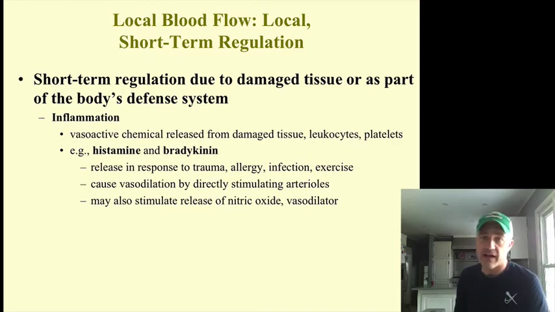Other reasons that we might have changes in local regulation have to do a lot of times with tissue damage. When you damage tissues, those damaged tissues, or white blood cells that get to that damaged tissue, will release different factors. A lot of times we call these inflammatory cytokines. A good example is histamine or bradykinin. Both of these are in response to tissue damage, and they cause local vasodilation in those areas and allow a lot more blood supply to get there to help fight off whatever the infection might be in that particular area.